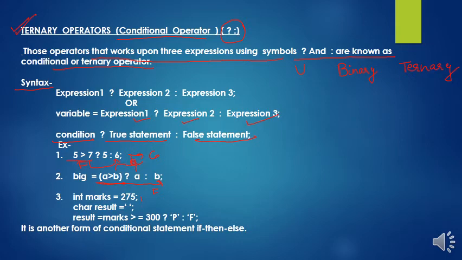Int marks equal to 275 and result. Marks is greater than or equal to 300. Then if the condition is true, then result will store the value P. And if the condition is false, then result will store the value F. So 275 is greater than or equal to 300. The condition is what? False. Then result will store the value what? Result will store the value F.